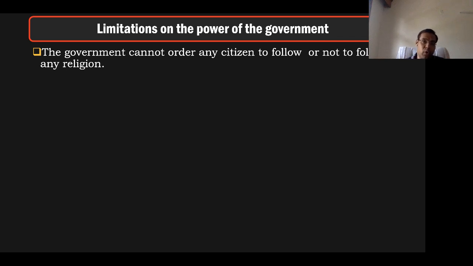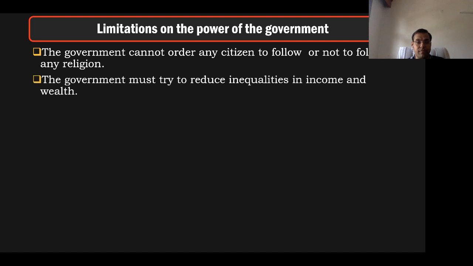So we are accepting of all religions and we allow our citizens of India to follow and practice whichever religion they want to. There are strict positions which the government has taken, or the Constitution has taken, and they have given the powers in the hands of the people of India for it to be applicable on the people, and that is highly important. So government cannot order any citizen to follow or not to follow any religion. Limitations on the power of the government.